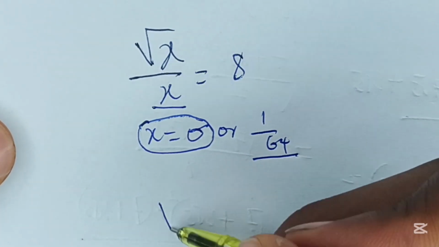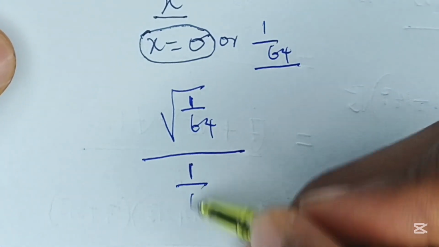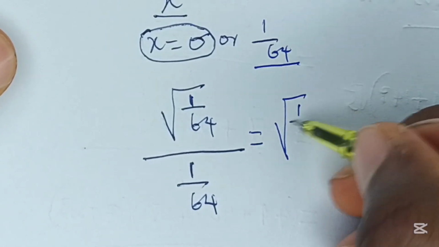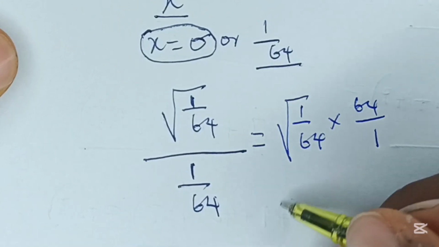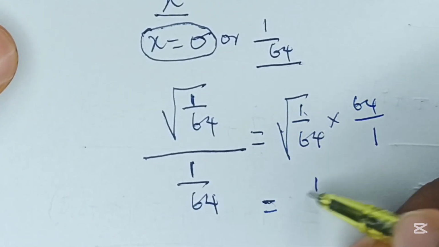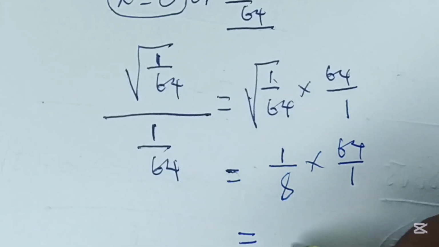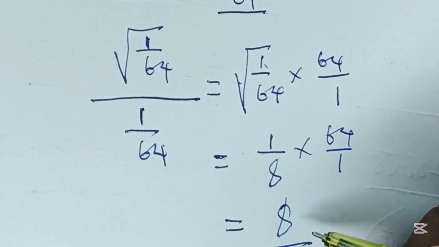So we have root of 1 over 64 divided by 1 over 64. And this is equal to root of 1 over 64 times 64 over 1. Alright? This becomes equal to root of 1 over 64, which is 1 over 8, times 64 over 1, which is equal to 8. Hence, our answer is the correct answer.